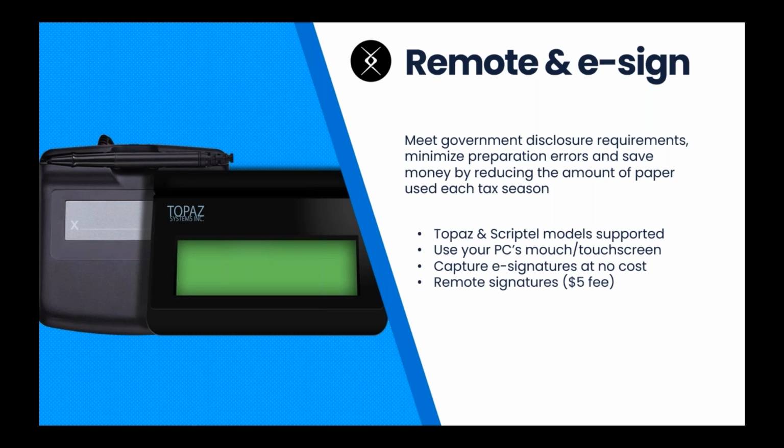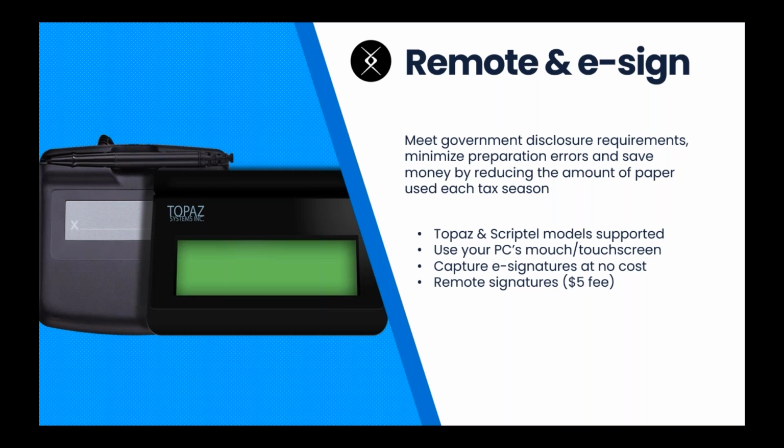When it comes to these signature pads, we have different ways to capture signatures. We have Topaz pads you can use. We have Scriptel pads you can use. If you don't have one of these devices, we have your computer's mouse or touchscreen that you can use. So really anyone can be using this functionality right now if you want. You can capture e-signatures at no cost. So if the taxpayer is signing directly in front of you, no additional cost for that.